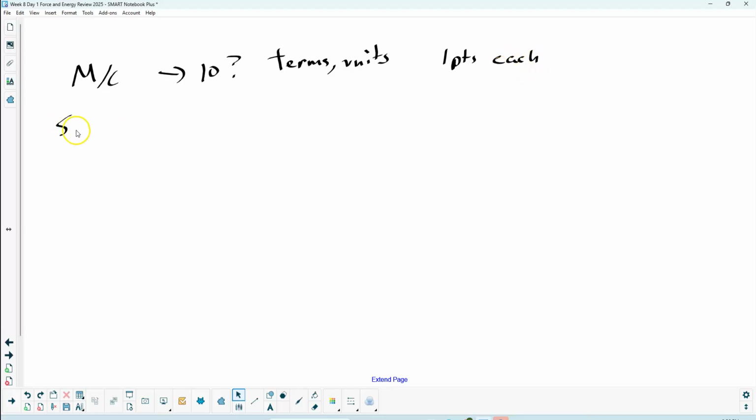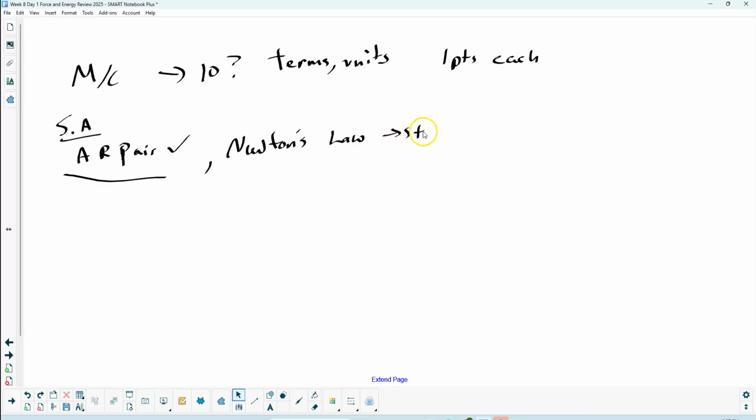After that, you're gonna have short answer. On your short answer, you're gonna have an action-reaction pair, similar to what we did with the foot kicking the soccer ball. You're gonna have Newton's laws. I'll give you some statements like I did right after the action-reaction pair. You're gonna have to state and explain. So you're gonna have to say what law you think is being exemplified and explain why you think it is, using the examples that we talked about.